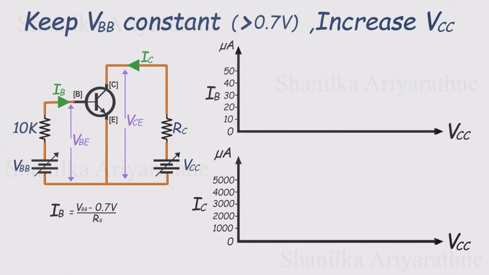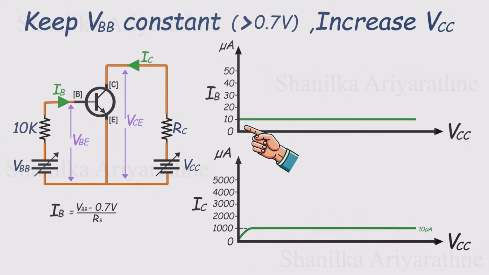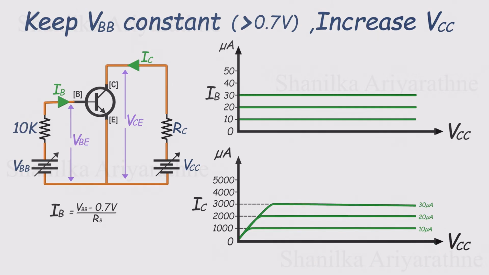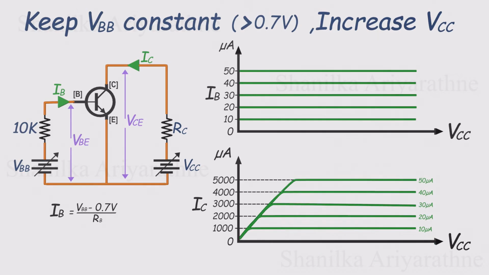Now let's repeat the experiment using real current values, and this time, we'll just focus on plotting IB and IC. If we set VBB so that the base current IB is 10 microamps, we observe that IC rises and then levels off at 1,000 microamps. That's 1 milliamp. Next, we increase VBB to make IB equal to 20 microamps, and now IC levels off at 2,000 microamps, or 2 milliamps.